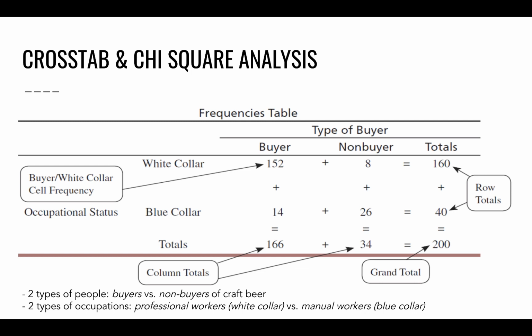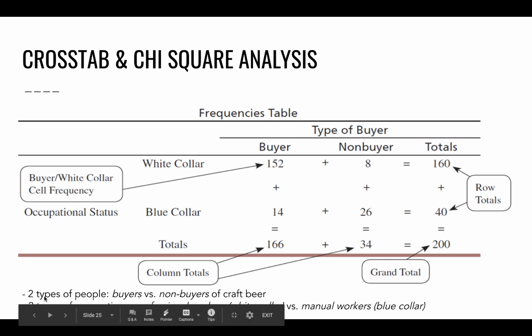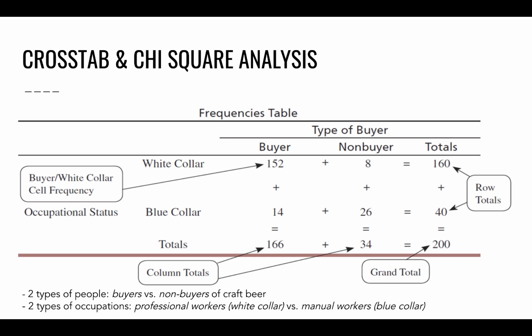So what you have right here is 2 variables here at the bottom. So there's 2 types of people, buyers versus non-buyers of craft beer, and then 2 types of occupations, professional workers and manual workers, so white collar and blue collar workers. So the 2 variables are 1, type of person, 2, variable 2 is type of occupation, type of profession.